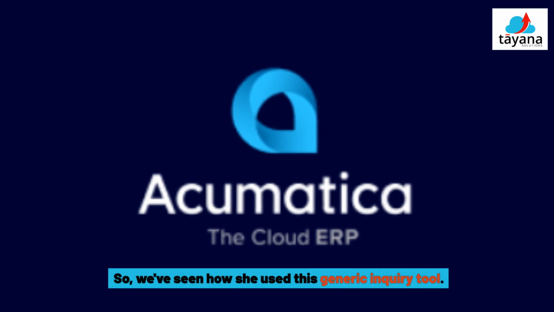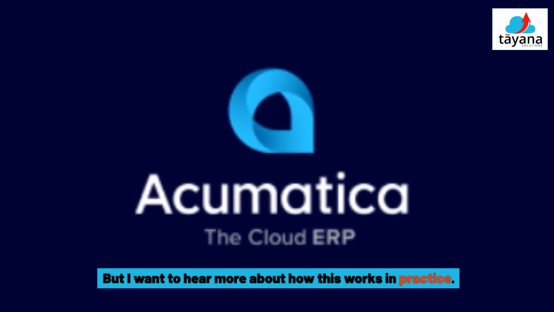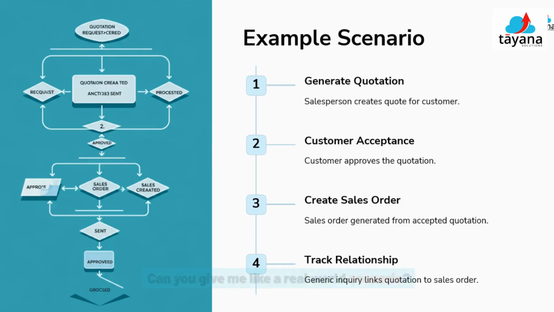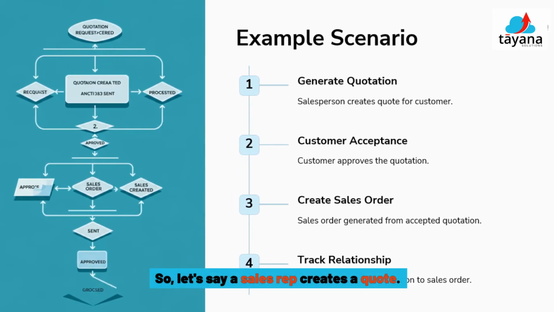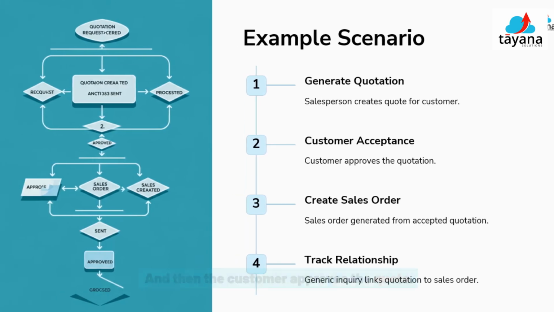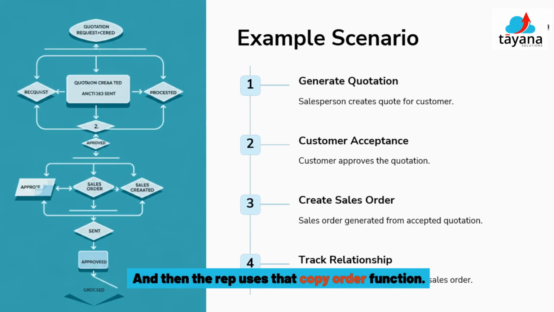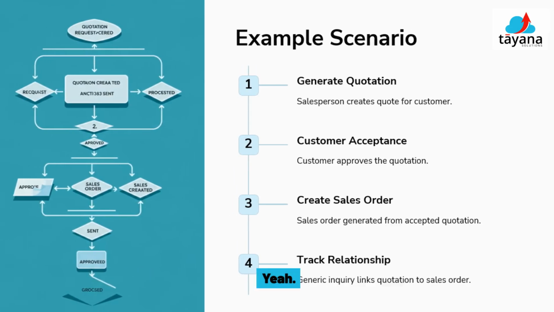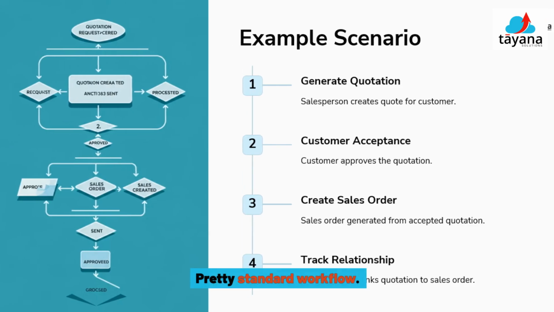So we've seen how she used this generic inquiry tool. But I want to hear more about how this works in practice. Can you give me a real world scenario? Absolutely. Let's say a sales rep creates a quote for a customer in Acumatica, and then the customer approves the quote. Then the rep uses the copy order function to generate a sales order directly from that quote. Pretty standard workflow.